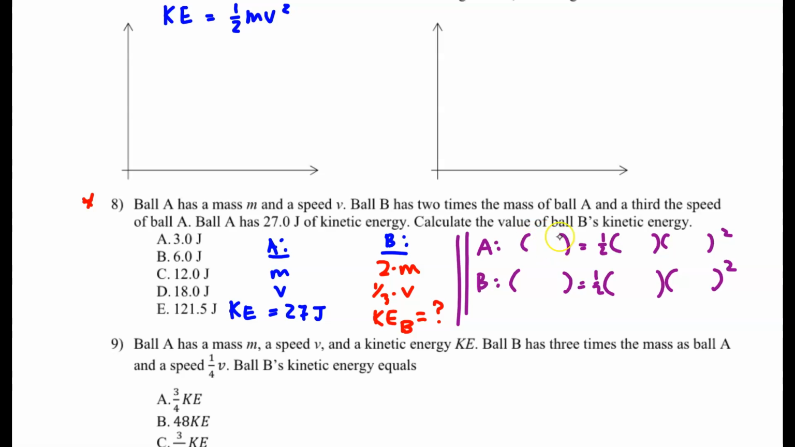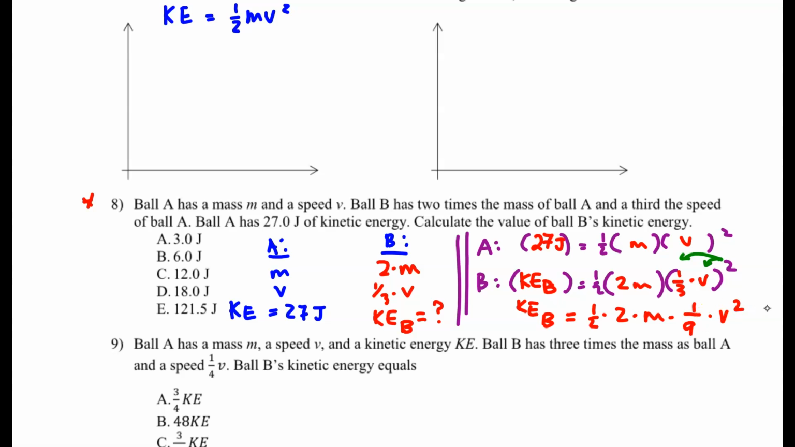Let's plug in. The kinetic energy of A is 27 joules. The mass of A is m, and the speed of A is just v. How about for the other ball? We don't know its kinetic energy, so we just put the variable. The mass is 2m, and the speed is 1/3 times v. Don't forget to distribute the square to everything in parentheses. That turns into 1/9. If I rewrite the right side of the equation for ball B, I have 1/2 times 2, don't simplify, times m times 1/9 times speed squared.